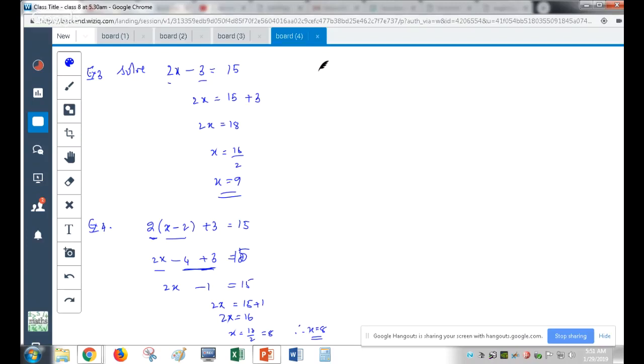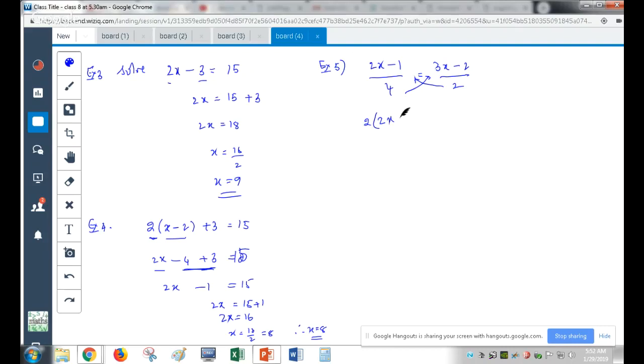So this is another one. Let me explain you one more question. (2x minus 1) by 4 is equal to (3x minus 2) by 2. So there are two fractions here. When there are fractions, say here a single fraction and here also a single fraction, you cross multiply. This is one more method, cross multiply. What is cross multiply? This is the cross multiply.